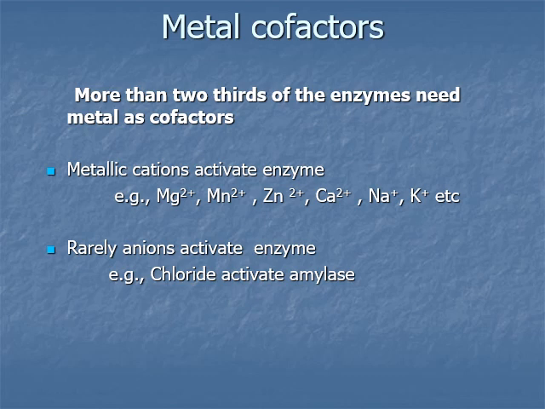Cofactors. More than 2/3 of the enzymes need metal as cofactors. Metallic cations activating enzymes are magnesium, manganese, zinc, calcium, sodium, potassium, etc. Rarely anions activate enzymes. An example is chloride activating amylase.